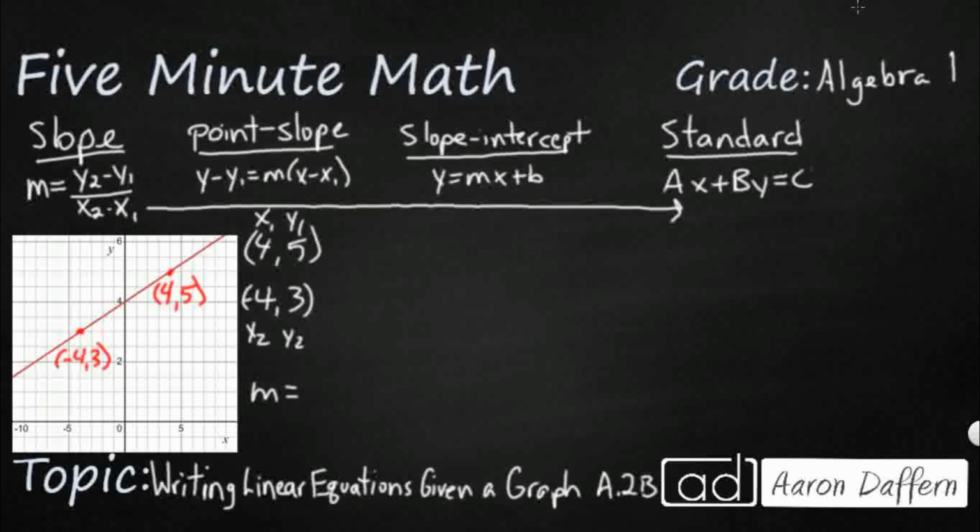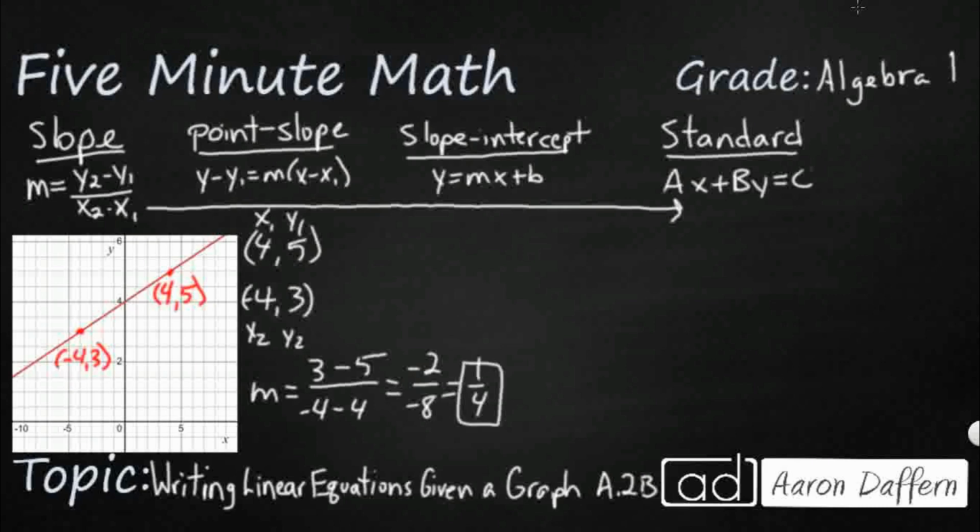So the slope is the change in y over the change in x. So that's going to be 3 minus 5, that's y2 minus y1, over our change in x, negative 4 minus 4. So that gets you negative 2 over negative 8, and that simplifies to 1/4 because the two negatives cancel. So that is my slope.